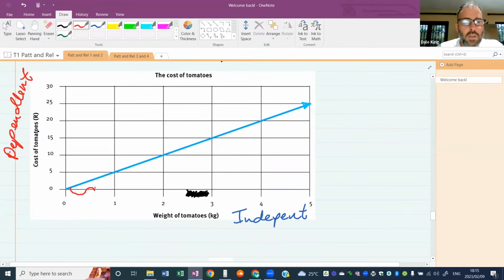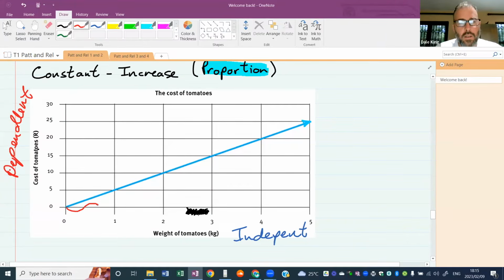All right, let me try that again. So what is the change from there to there in terms of the weight of tomatoes? And we can say that the change is 1 kilogram. Well, then what is the change from here to here?